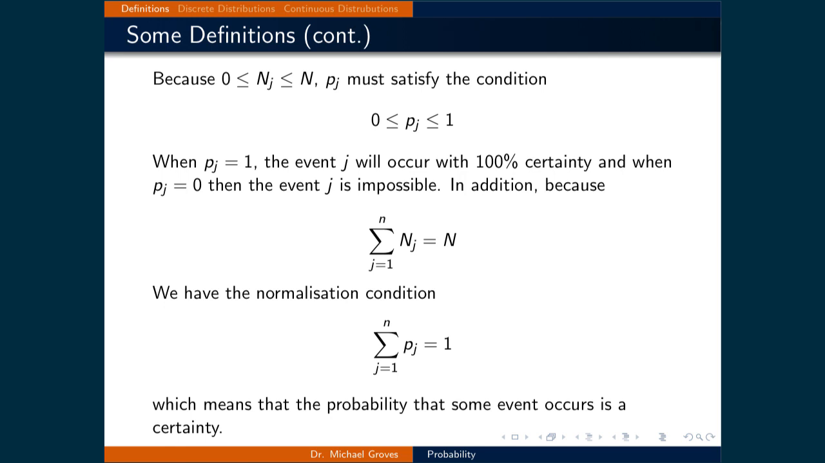In addition, because the sum of all the times each event occurs is equal to the total number of events, then we have the normalization condition, which means that the probability that one of the events occurs is a certainty. For instance, going back to the age example, the normalization condition says that since there were only 14, 15, 16, 22, 24, and 25-year-olds in the room, the probability that if you pull someone out of the room and ask their age, it is certain that you will get a 14, 15, 16, 22, 24, or 25-year-old.